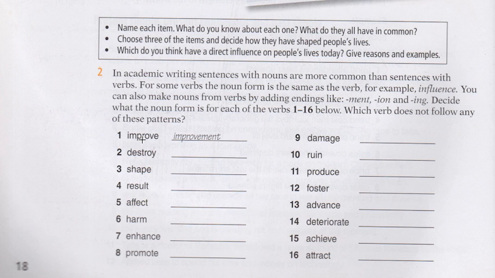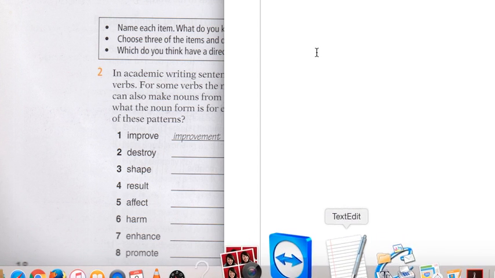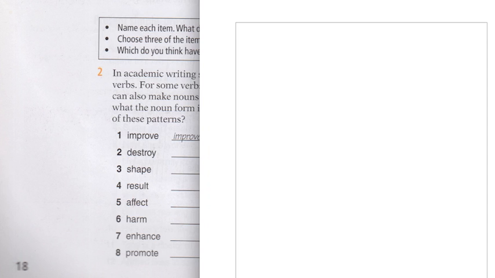To improve, an improvement. Let me just use TextEdit here. Improvement. Here we have destroy, destruction. After that we have shape, so it can be a shape, or it can be shaping. That's good as well. The shaping of, I don't know, the sculpture. Result, it's the same. After that we have affect, it's an effect.